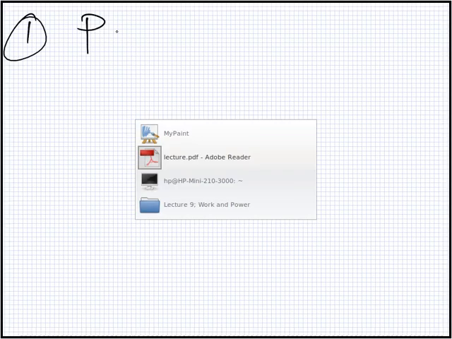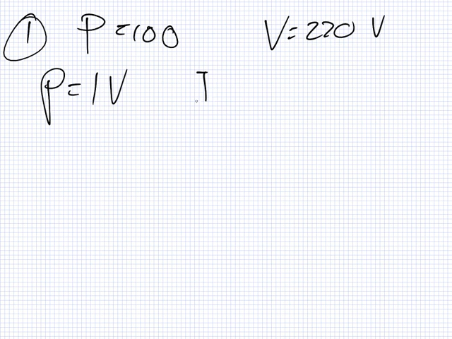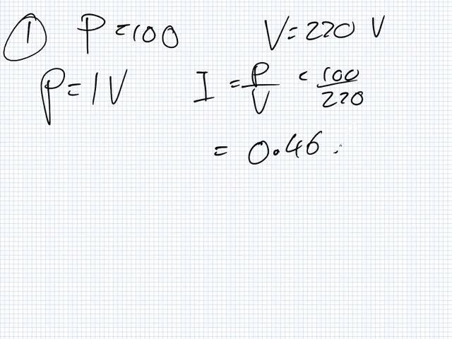The first two. So the first one, what's the power? 100 watts. And what else do you know? The voltage is 220. And what do I want? The current. So P equals IV, I equals P over V, which is 100 over 220. 0.46. Right, that's fine.